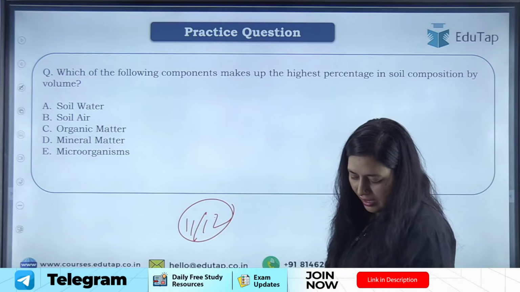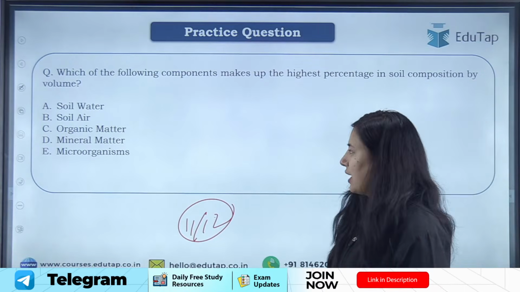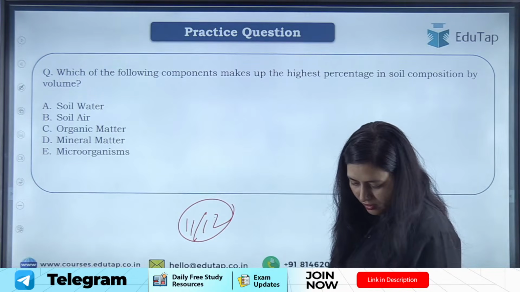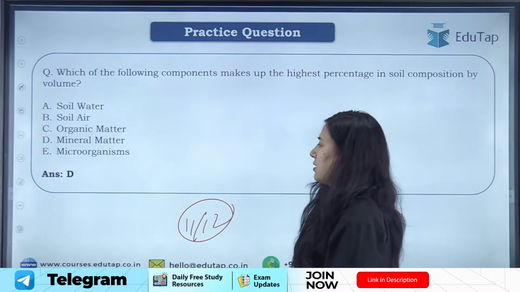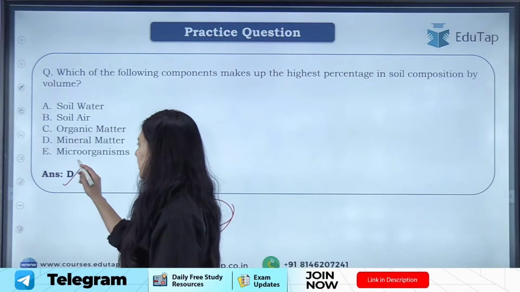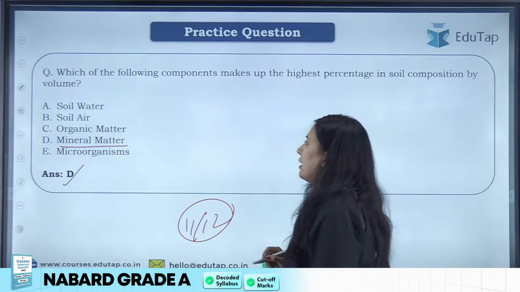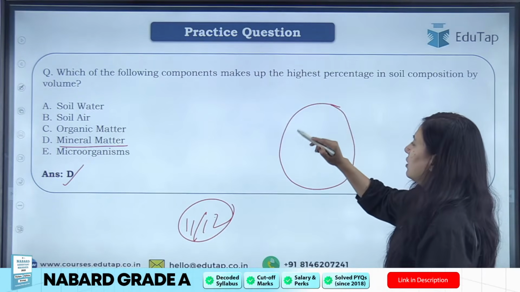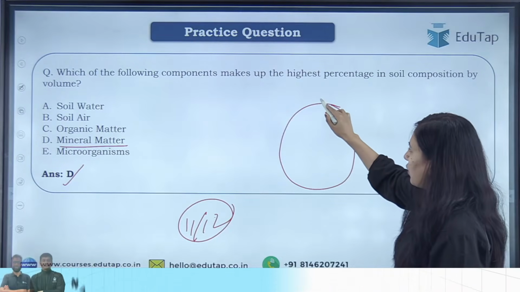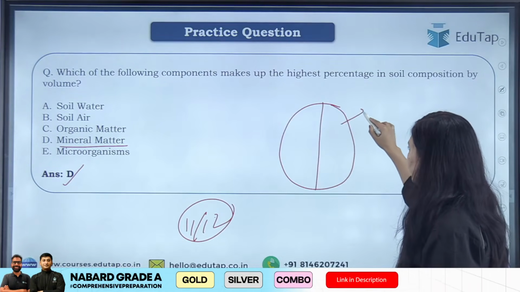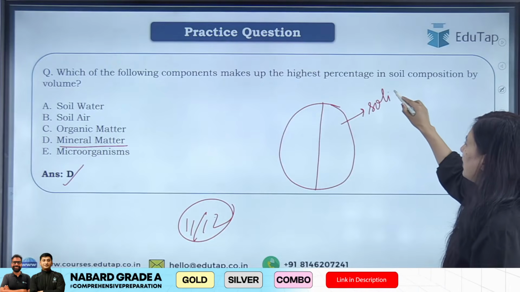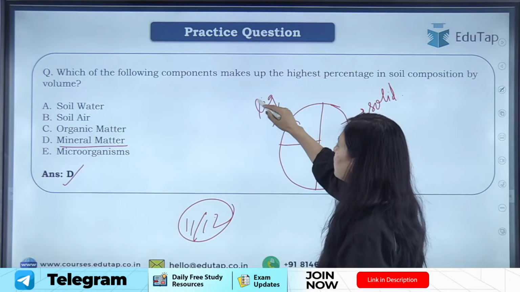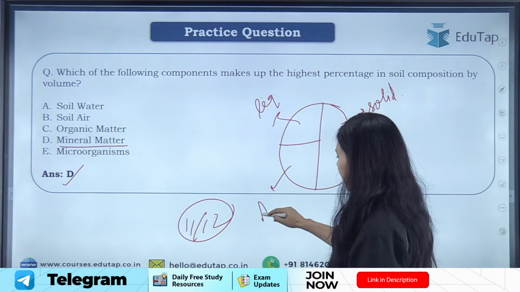So what will be the answer here? Very good, I can see right answers coming. Right answer will be option D, mineral matter. If I talk about the components of soil, we have the solid phase, then we have liquid or soil water, and then we have air.